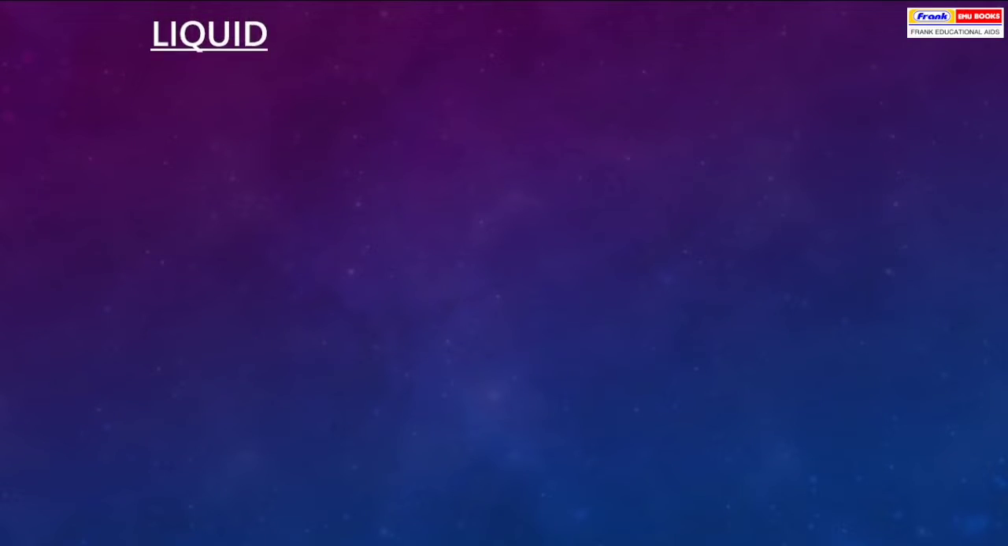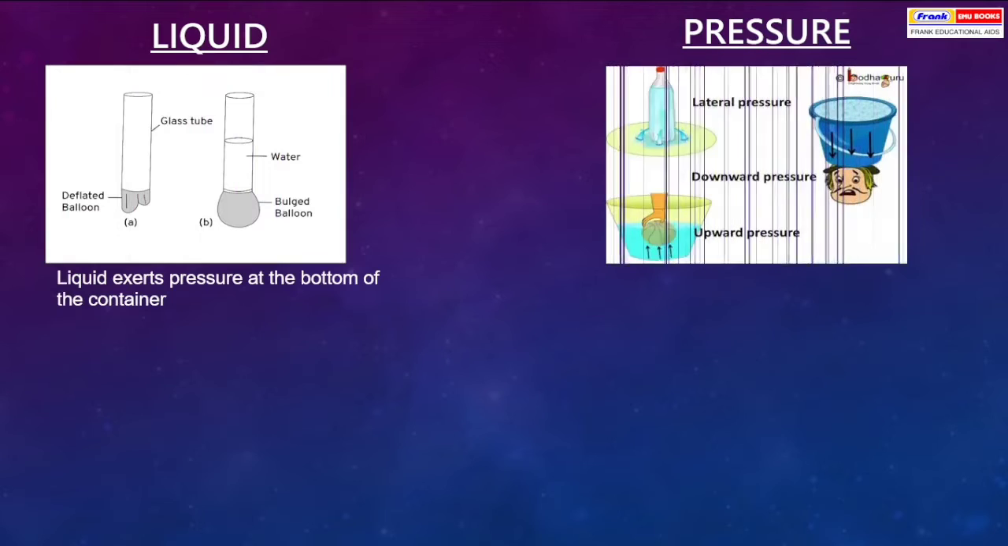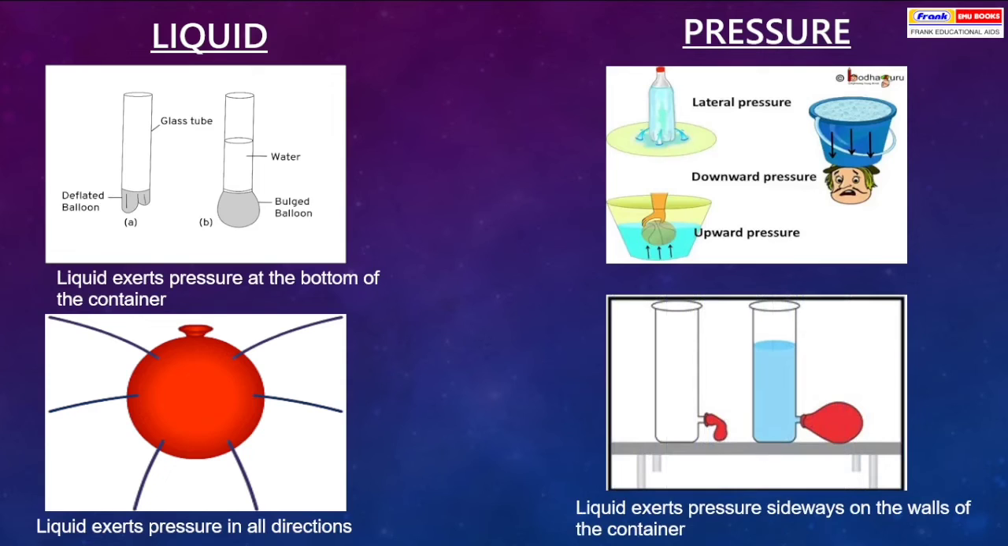Then we have pressure in liquid. Liquid exerts pressure at the bottom of the container, as you can see in this chart, and liquid exerts pressure in all directions. If we fill a balloon with liquid, it will exert pressure in all directions, whether upwards, downwards, northwards or eastwards. Liquid also exerts pressure sideways on the walls of the container.